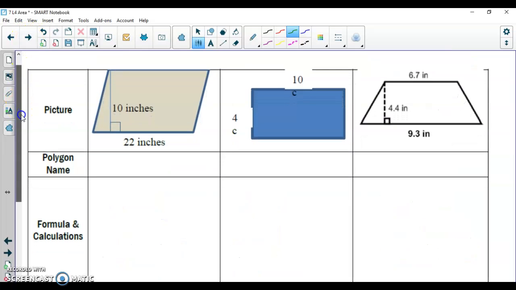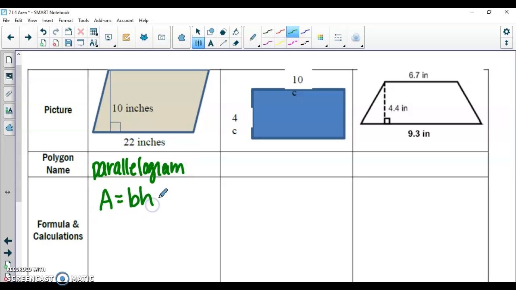Taking a look down at the bottom of page 9, we have 3 more examples here. In my first one, I have a parallelogram. And looking at the formula, my formula is A equals BH. So I need a base and I need a height. Take a look at the picture. That's your height, and then you'll be able to figure out your base. So my first question to you is, what actually is the measurement for the height of this parallelogram? Height of the parallelogram is 10 inches.